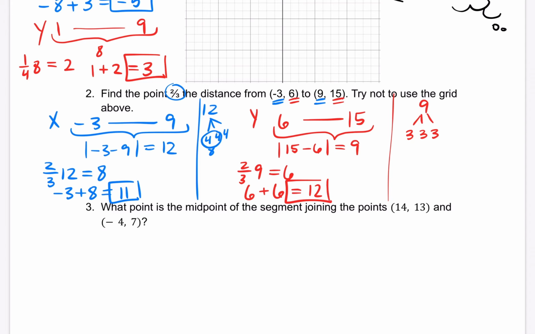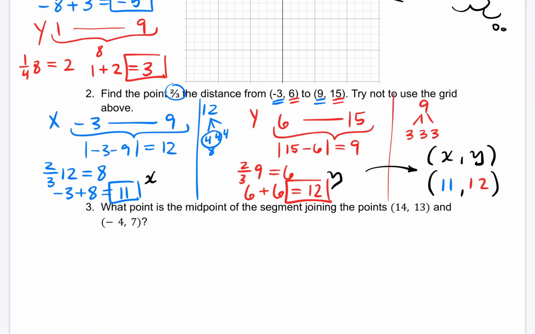So now I have my full coordinate that I'll then write over here. So I did this work to find my x coordinate, this work to find my y coordinate. Now I'll combine them over here into an ordered pair, x, y, which is my solution, 11, comma 12. No picture required. Now, I trust my solution because it makes sense.